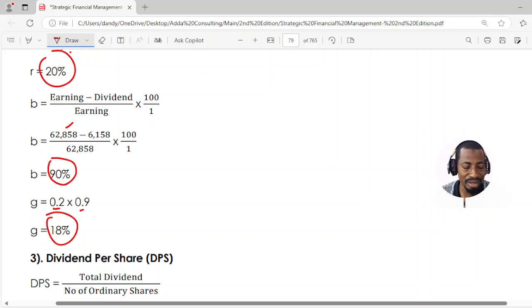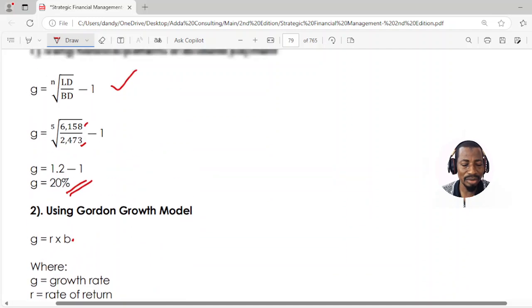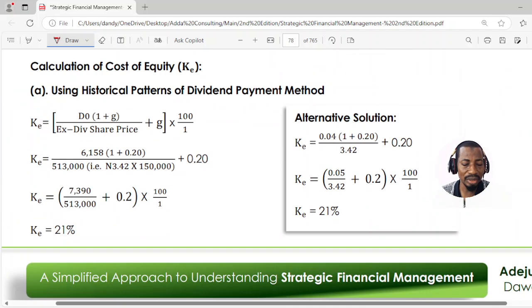So the next thing I need to do now is to calculate my cost of equity. I need to calculate cost of equity using the historical pattern of dividend payment. Of course, the formula will remain the same, whether you are using the historical pattern of dividend payment or the Gordon growth. The only thing that will change is your growth rate.